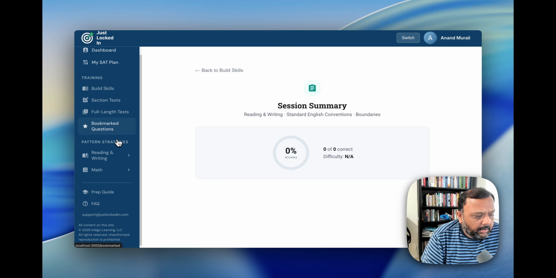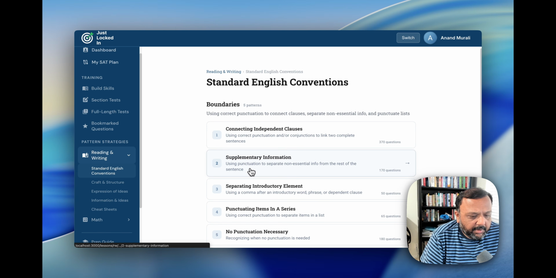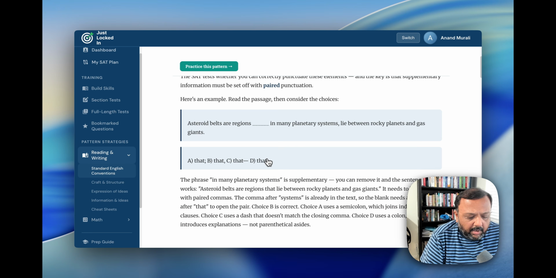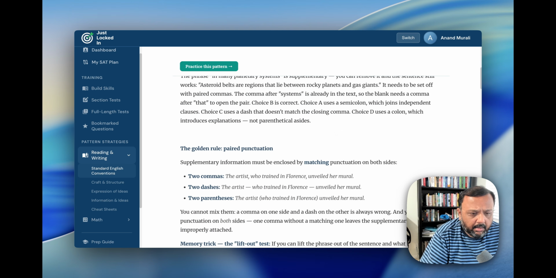Okay. The other way to do that is go to Pattern Strategies, go to Reading and Writing, Standard English Conventions, and Supplementary Information. So you're going to get all the notes here. All what we discuss in this video is here, along with examples. You can hit this green button to practice this pattern. So you'll go to the same question by question practice exercise. It's the same interface, it's the same set of questions, but you can access the whole practice interface from here as well after reading all about it.